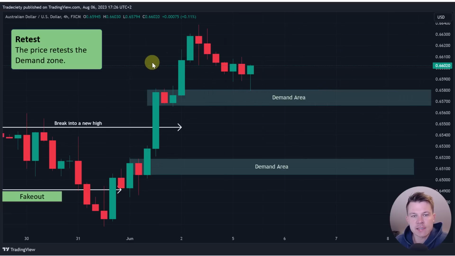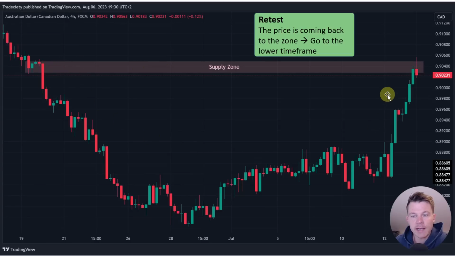Now what we do is we wait for a retest. In this case, the retest comes not instantly, but very, very quickly afterwards. The next corrective wave is already hitting this demand area. Sometimes, like in the first example that I've shown you, the retest on the supply zone came a lot later, after the trend was already kind of over.